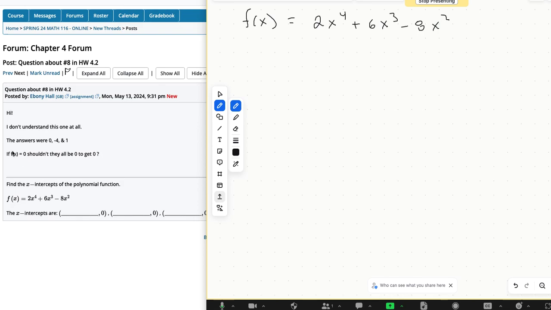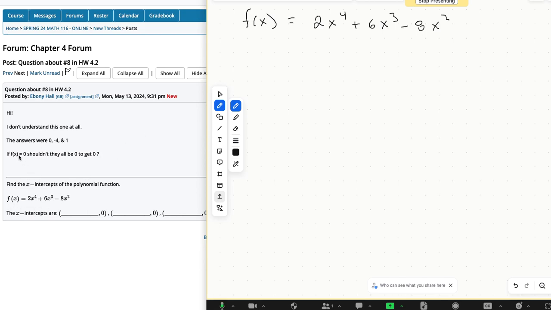Okay, so yes, if f of x equals 0, it's not that the answers are 0. The f of x equals 0, that's the y. We're looking for the x's that make the y come out to 0. And to do that, when something is higher than linear, in this case we could use factoring. We'd also use quadratic formulas, some other techniques. But this one's going to be a factoring problem.